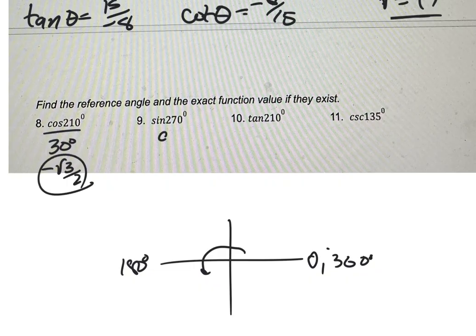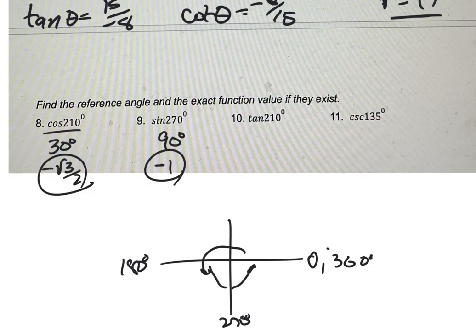270. 270 is 90 degrees away from the x-axis. It's down here. It's 90 degrees away either way you want to go there. Sine of 270, which is the y-coordinate, would be negative 1.